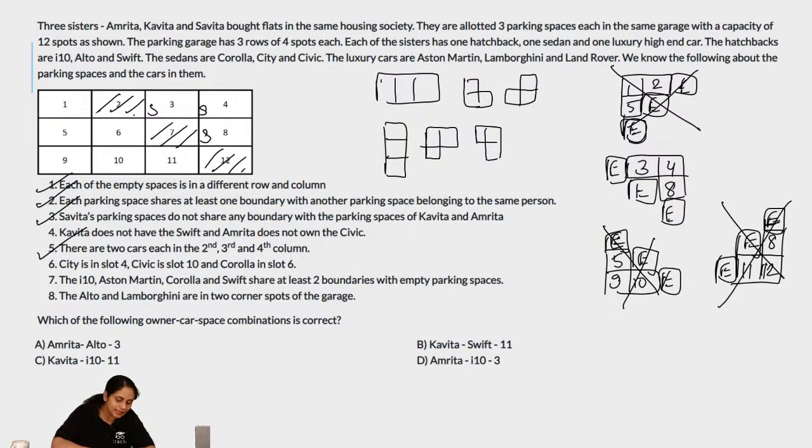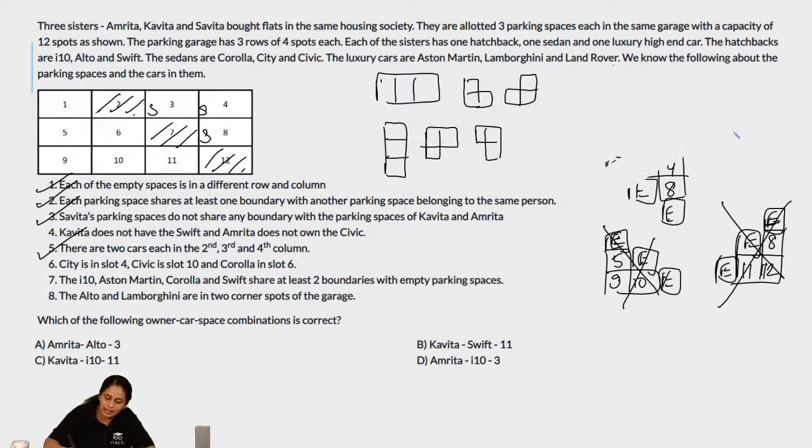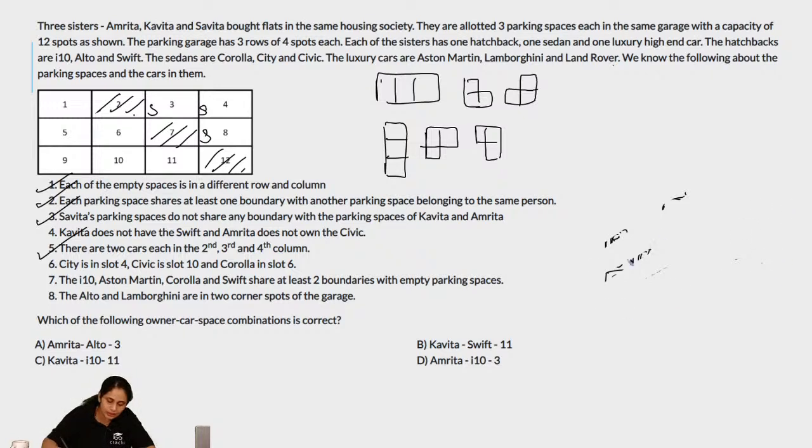So this is basically where you should have gotten to. From here it is slightly easier. Okay, now that you have gotten till here, let us see how you can put the remaining information to use. You are also told that City is in the 4th spot. So Savita has to have City because it is in the 4th slot. So this is City. So from Amrita, Kavita and Savita, Savita has the City.